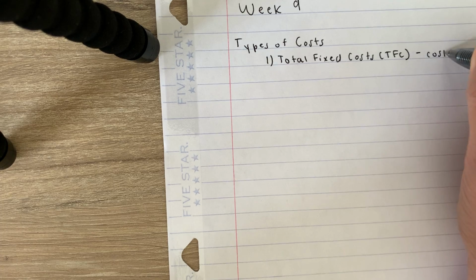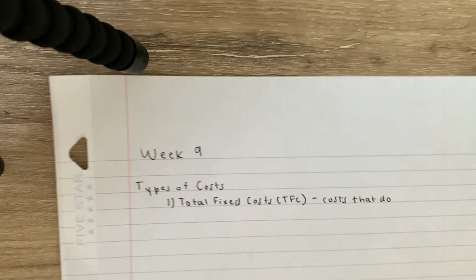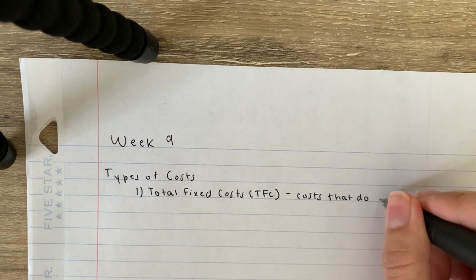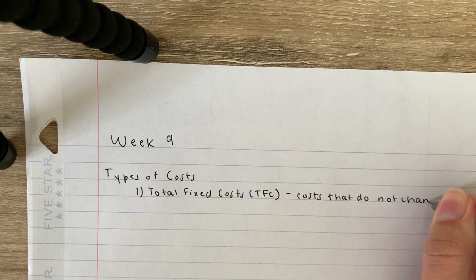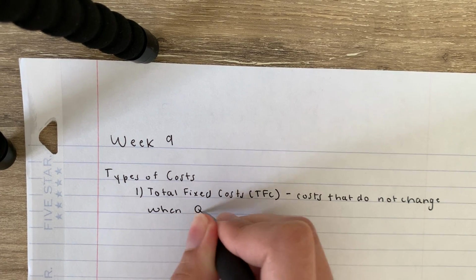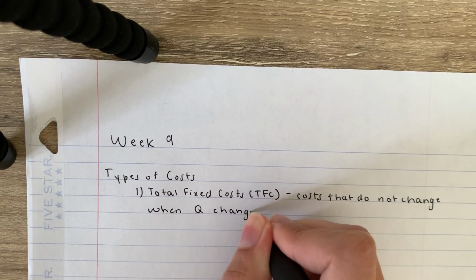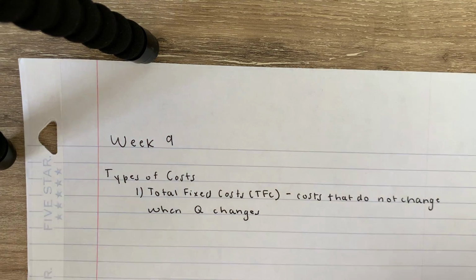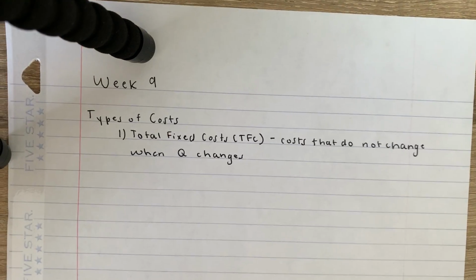So the costs that do not change when Q changes. So as we increase production, these are the costs that are not going to change.